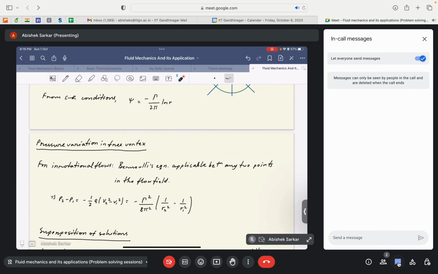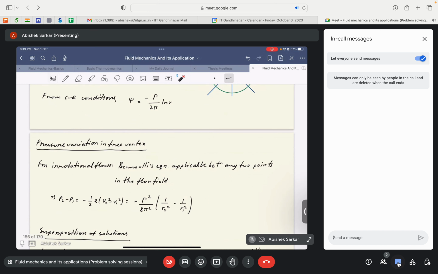So this is pressure variation. I'll just read through it: since we are dealing with irrotational flows, Bernoulli's equation is applicable between any two points in the flow field. You don't need to consider whether the points lie on the same streamline or not, because from the very beginning we are dealing with irrotational flows. The two points can lie anywhere in the flow field.